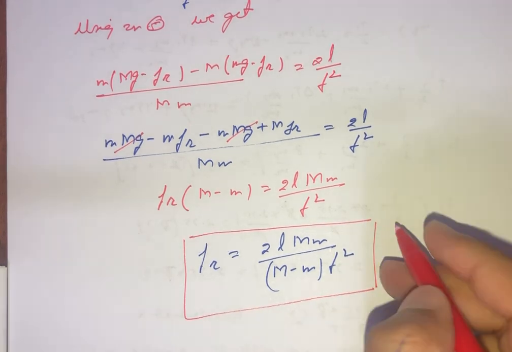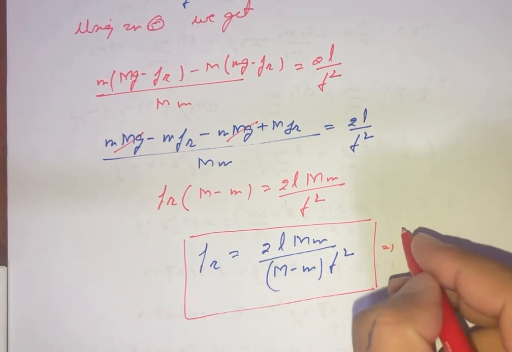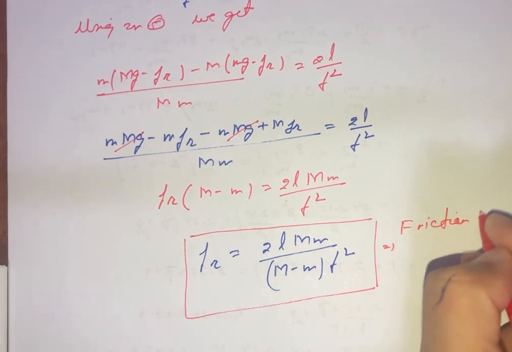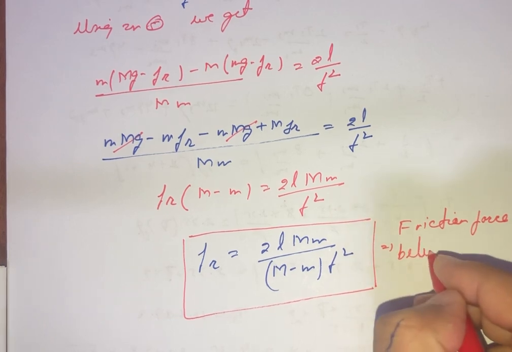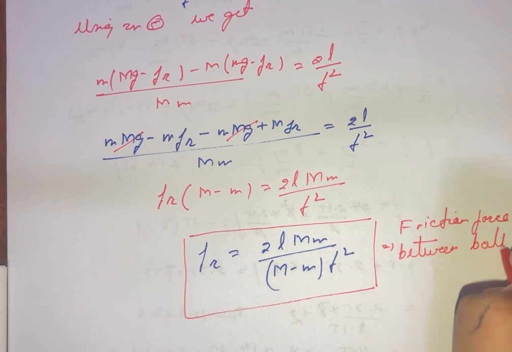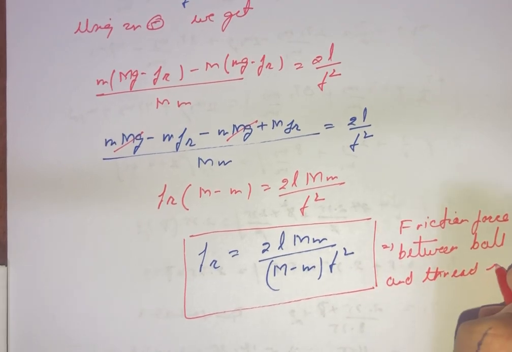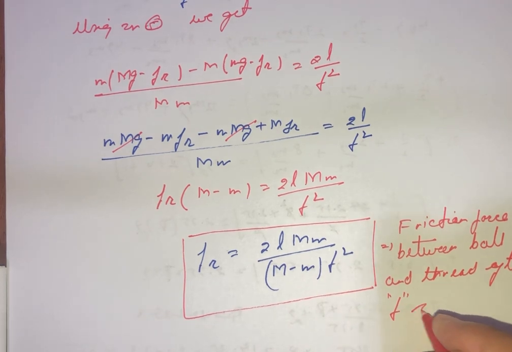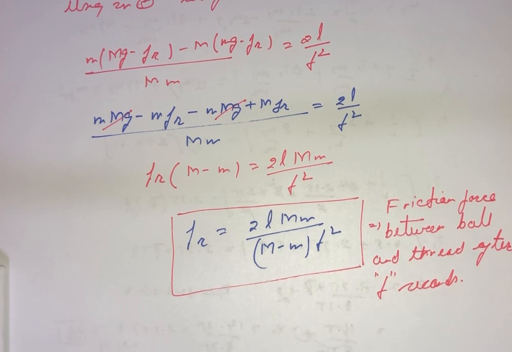So this is the value of the force of friction. Okay, this is nothing but the friction force between the ball and the thread after t seconds. Thank you.